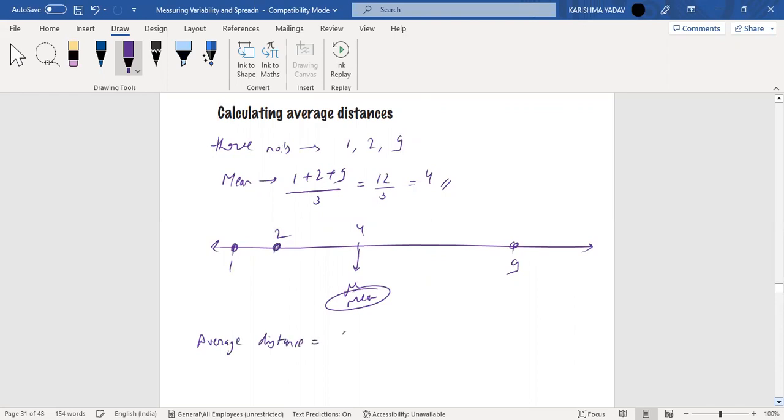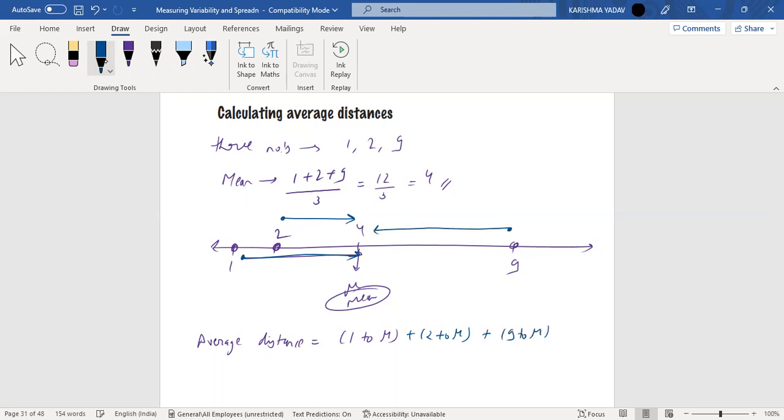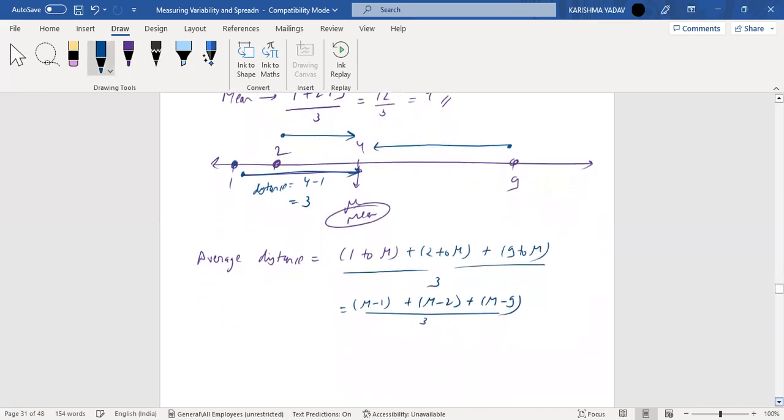Now what is the average distance? The average distance we are going to calculate is 1 to mu, this distance, plus 2 to mu, plus 9 to mu. And there are three values, so divided by 3. Now what is the distance from 1 to mu? It equals 4 minus 1, that is 3. So what we are doing is mu minus 1 plus mu minus 2 plus mu minus 9, divided by 3.